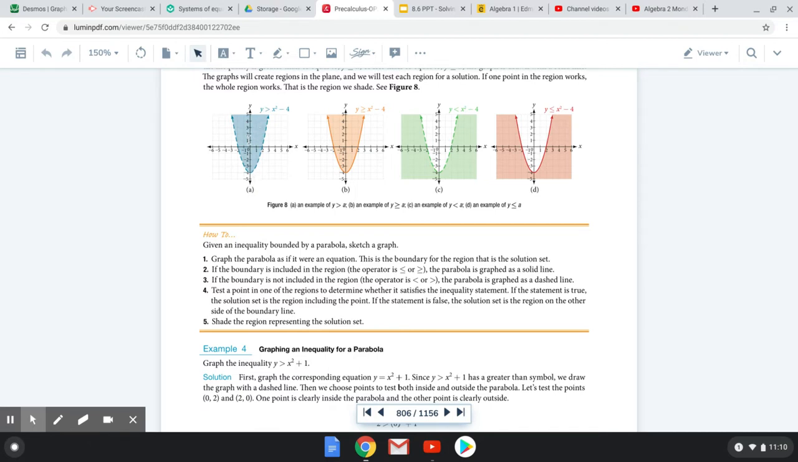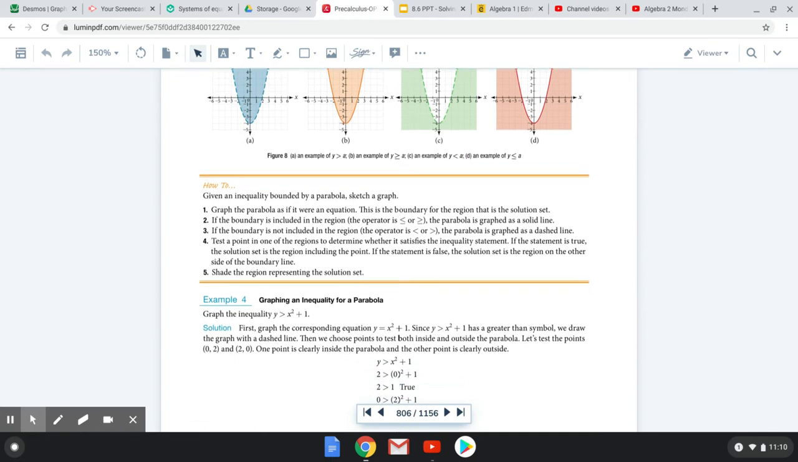And if we're inside the parabola, we shade inside the parabola. If we're outside the parabola, we're going to shade outside the parabola. And kind of the same with a less than sign. If we go down from our vertex, if we're inside the parabola, we shade inside the parabola. If we're outside the parabola, we shade outside the parabola. So that's the basic strategy with shading with inequalities.